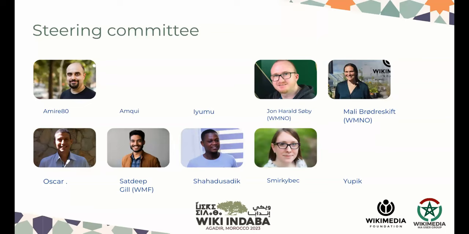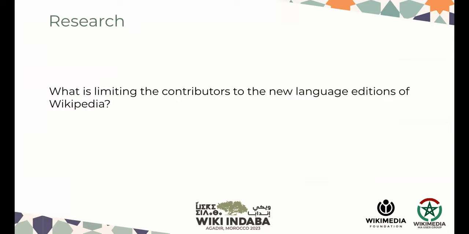Most of my colleagues will be joining online, I hope. We have Amir from Wikimedia Foundation. He's also a member of the language committee, and they are responsible for approving new versions of Wikipedia and other wikis. And we have Amri from Taiwan, Ayumi, and then John from Wikimedia Norway, Mali, formerly of Wikimedia Norway, Oscar, who is currently co-leading the hubs initiatives with me, and then Sadik, who also works with Wikimedia Foundation and is also a member of the committee. He's from India, and yes, so these are members of the steering committee for the Wikimedia Language Diversity Hub.